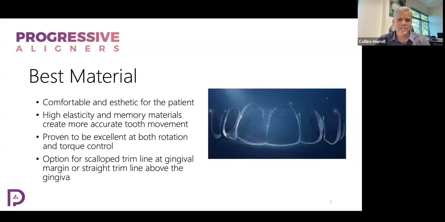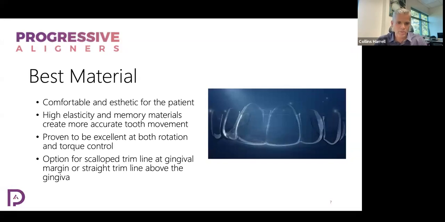The materials are amazing. It's a really nice aligner, really nice material, top of the line, really good torque control, rotation control. And we do have the option. It comes normally in the scalloped trim line at the gum line, which is nice. It's comfortable for the patient. But if we want a case where we want to request a straight trim line trimmed a couple millimeters above the gingival level, we have the option to request that in our notes when we submit a case.